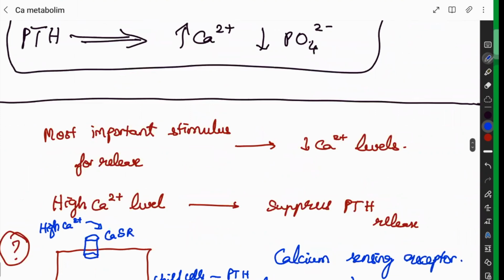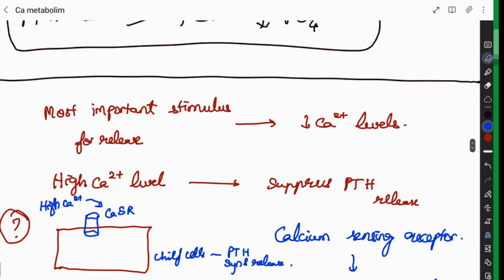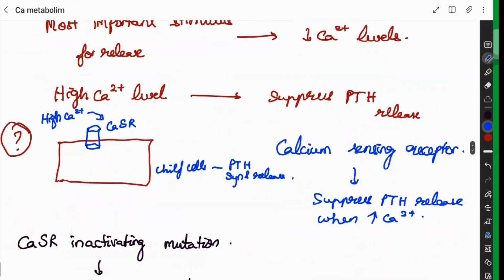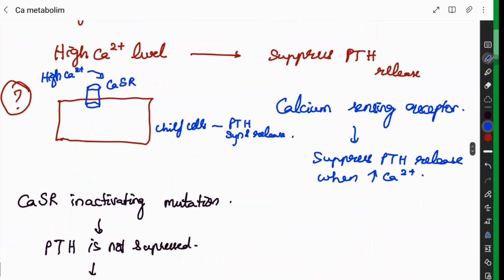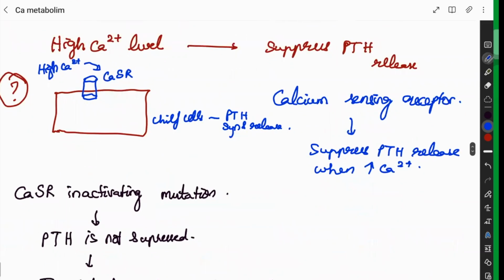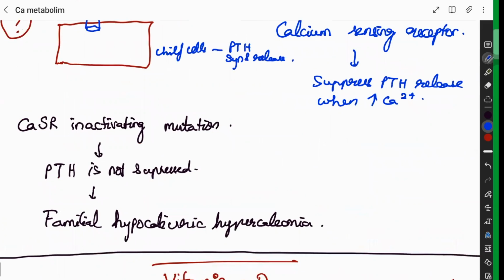Whenever there is an increase in the calcium level, by a reverse feedback mechanism there is going to be a suppression of your PTH. So how does it sense that PTH should be suppressed? Calcium sensing receptors. I already told you this mechanism. An inactivating mutation of the calcium sensing receptor will cause PTH not to be suppressed.